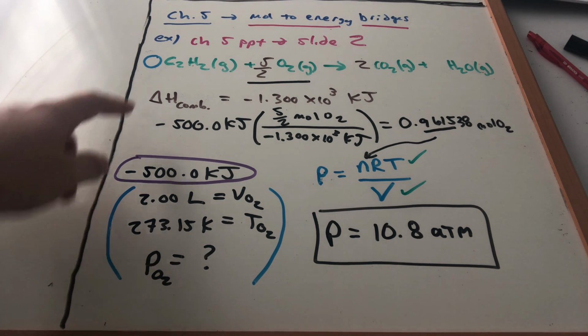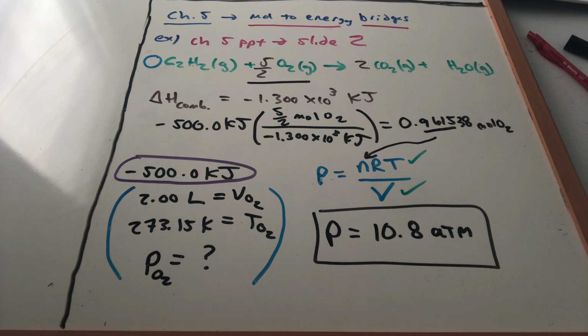So how do we come up with these delta H's? What sort of experiments can we do? That's going to be the focus of the next video, and the next video is going to deal with this process called calorimetry.